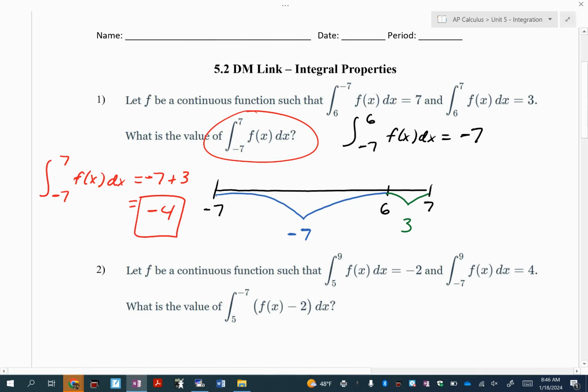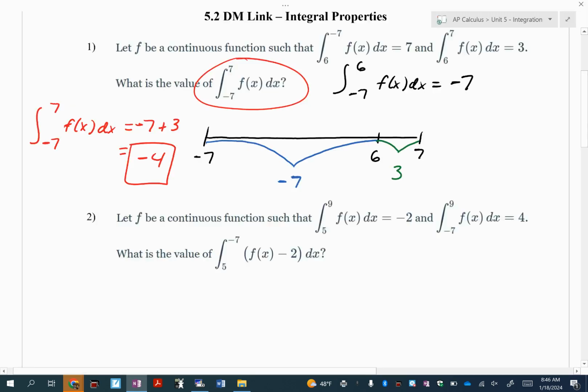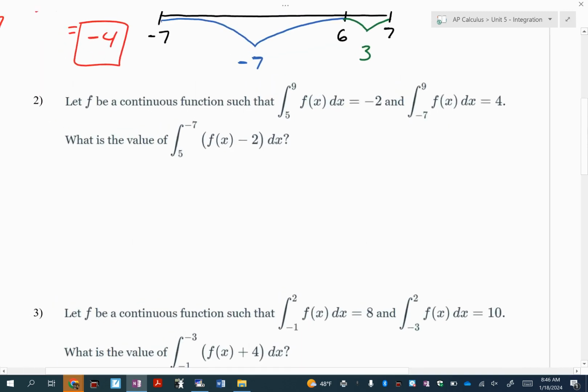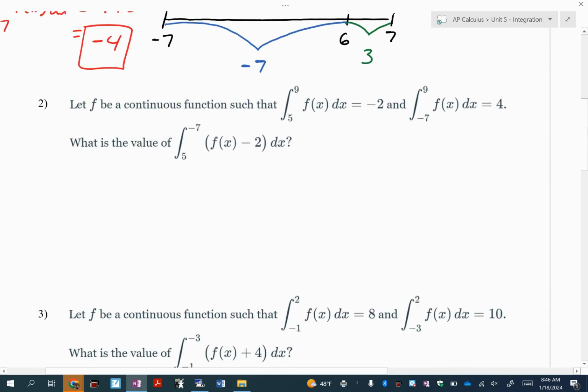Okay, let's move to the second one. Number 2. Same kind of beginning of the process. I see 5 to 9 for my limits of integration. Any issues with that? No, right? That is least to greatest. And then what about the next one, -7 to +9? Is that least to greatest? It is. We're good.